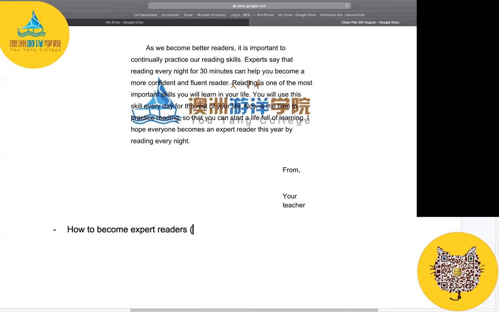What sort of advice is it giving us to become an expert reader? Yes, Hans? Reading every night for 30 minutes. Every night for 30 minutes. Yes. What is this letter trying to do to us, everybody? What is the letter trying to do to us?